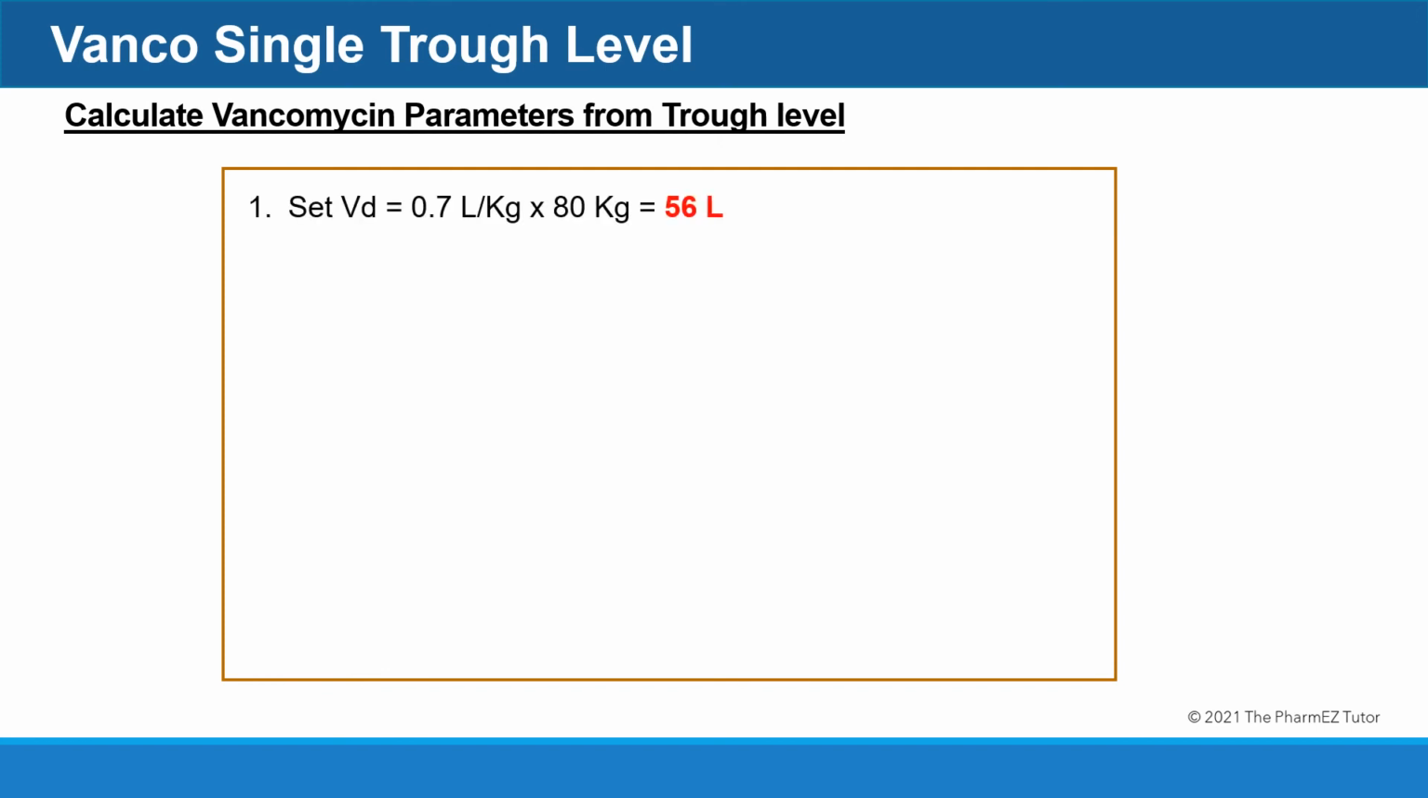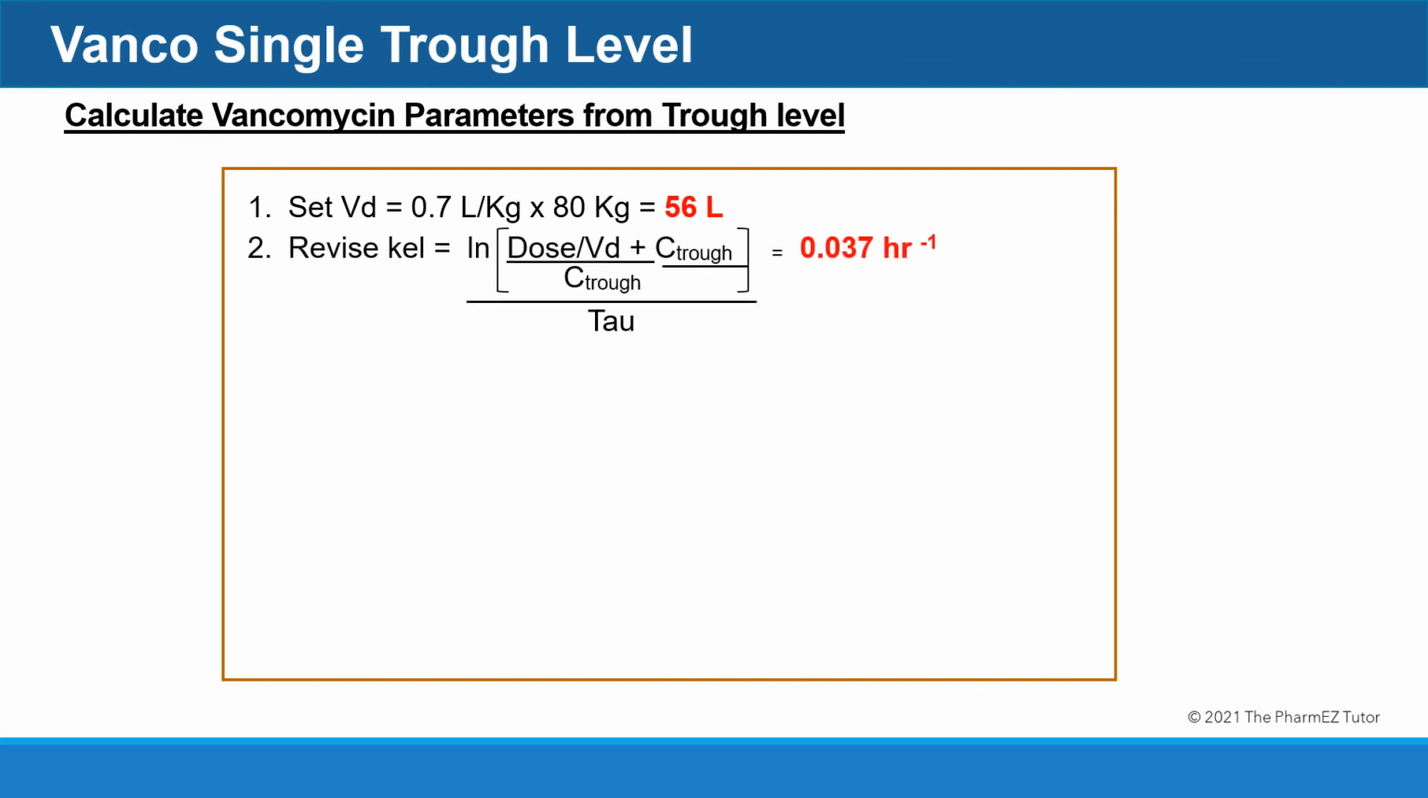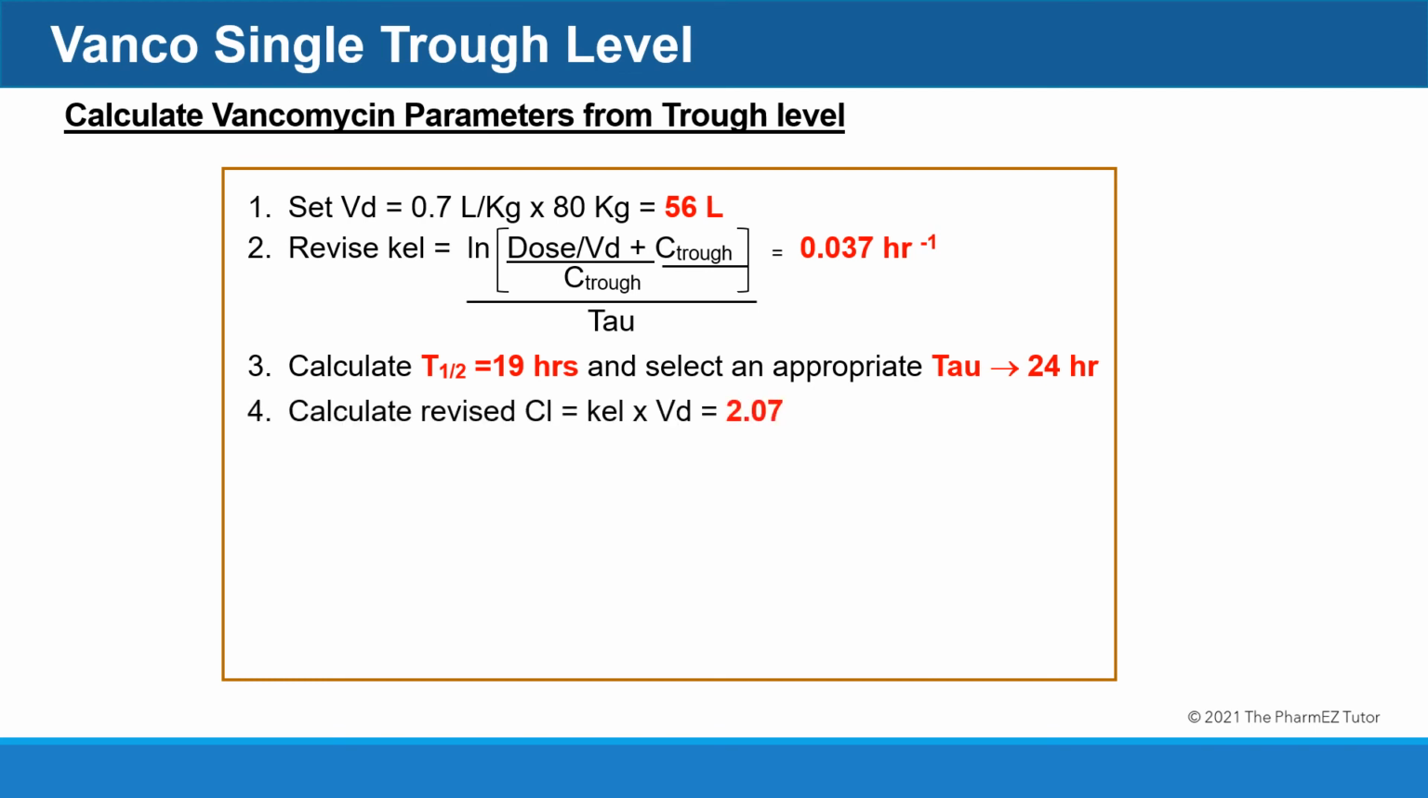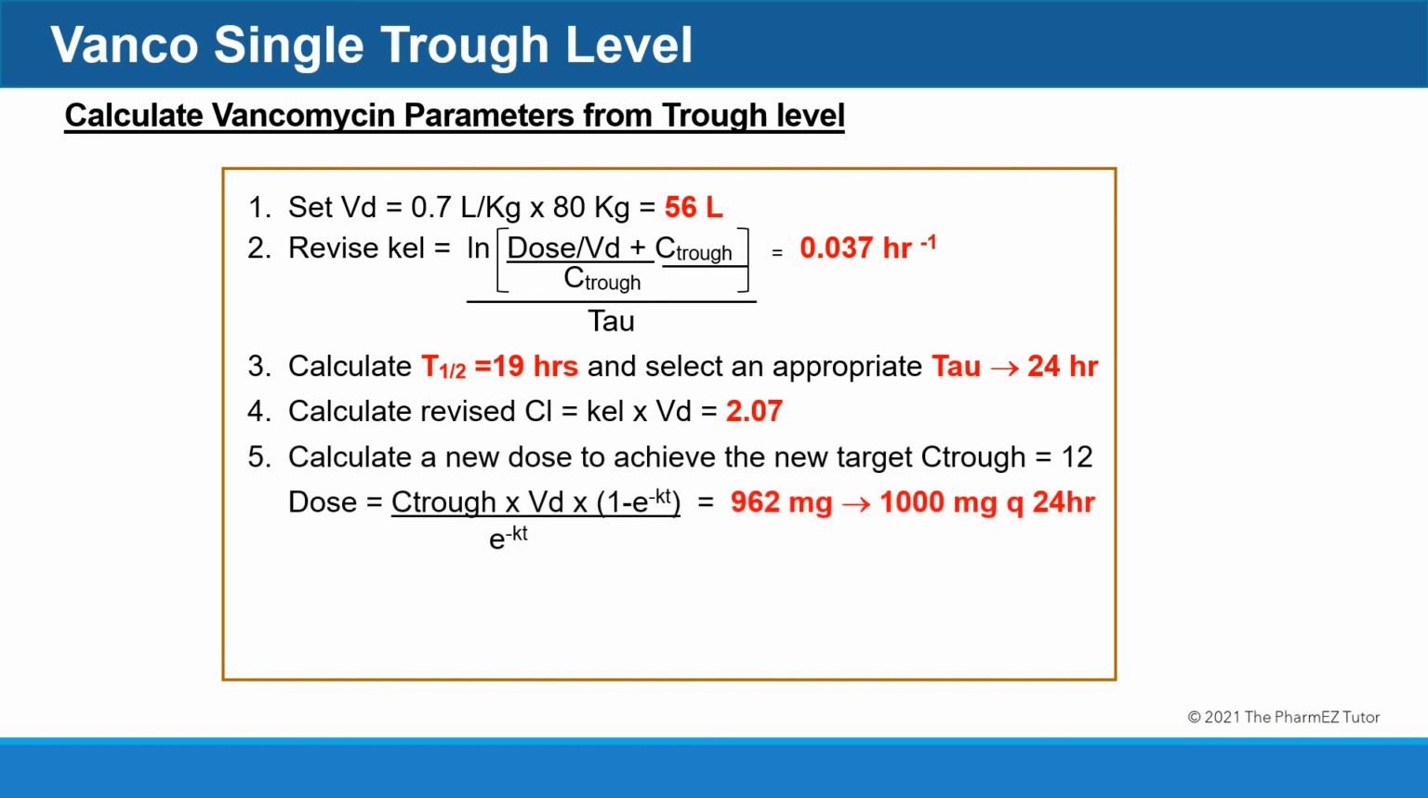So for this particular patient, the VD is 56 liters. We then calculate a revised KEL using the dose of 500 milligrams every 12 hours and a measured trough of 16, and come up with 0.037. The half-life is 19 hours, and we select an appropriate tau of 24 hours. The clearance is calculated out to 2.07.